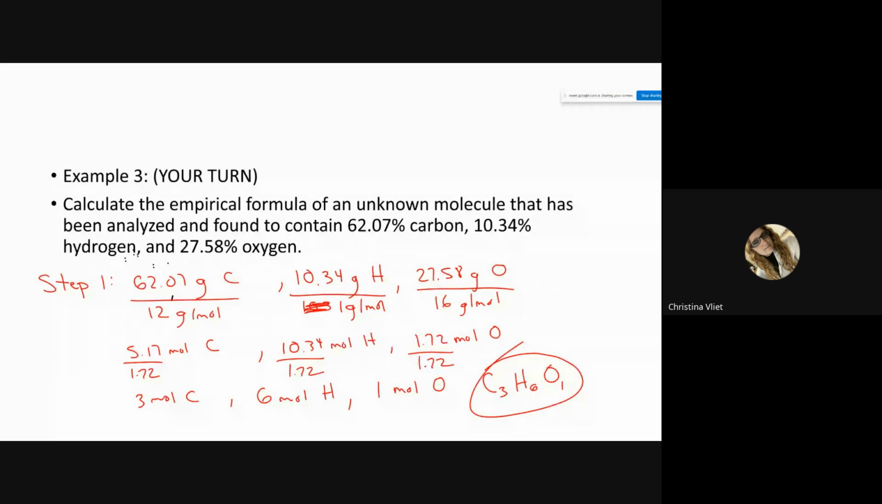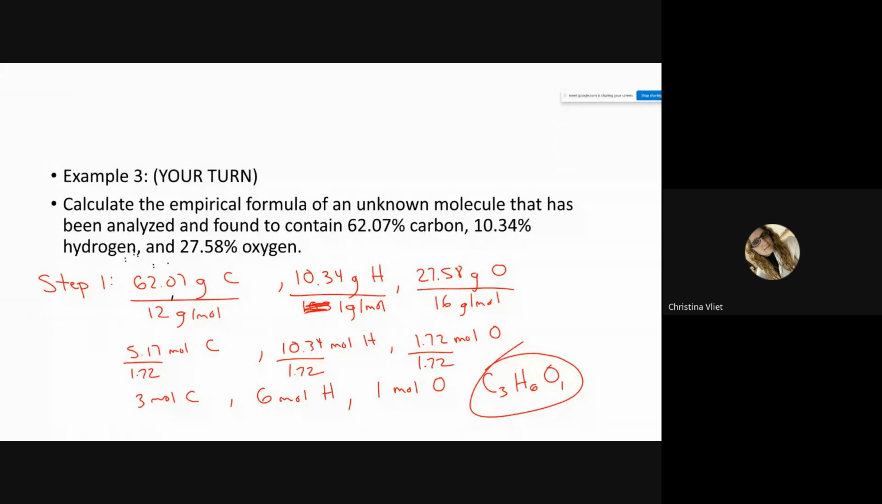We have one more topic to cover. We have now spent time going through the process of determining the empirical formula. We know how to figure out the simplest ratio. But this lesson is about empirical formulas and molecular formulas. So how do we go from the empirical formula to the molecular formula?